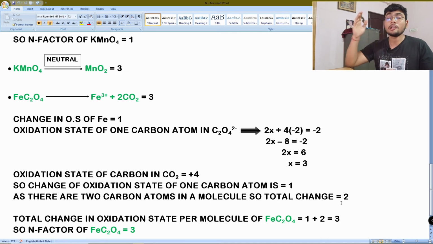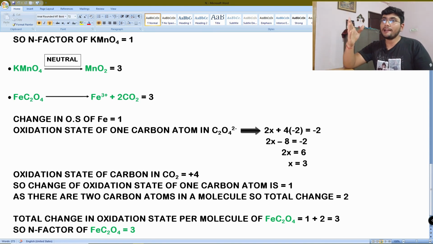That's why we have considered 2 carbon atoms, because in the whole molecule there are 2 carbon atoms, not a single carbon atom. So we have calculated the change in oxidation state of 1 carbon atom, and now with the help of that, we can calculate the change in oxidation state of 2 carbon atoms, which comes out to be 2. Alright, so the total change in 2 carbon atoms in a molecule is 2. Alright, so what will be the total change in oxidation state per molecule of ferrous oxalate, because we need to calculate the N factor of ferrous oxalate.